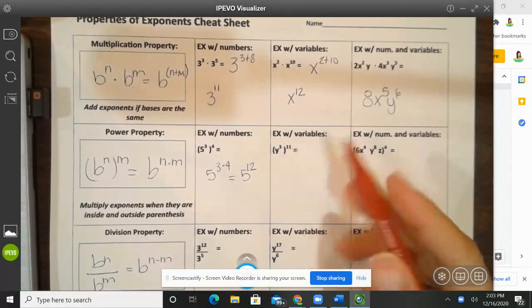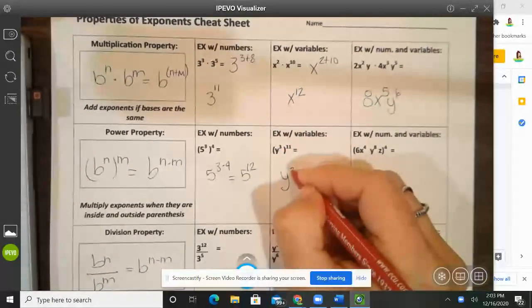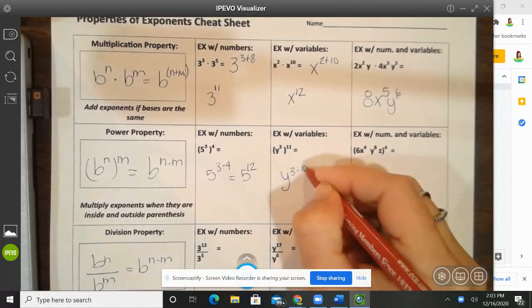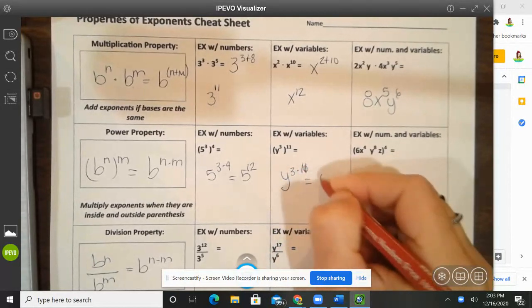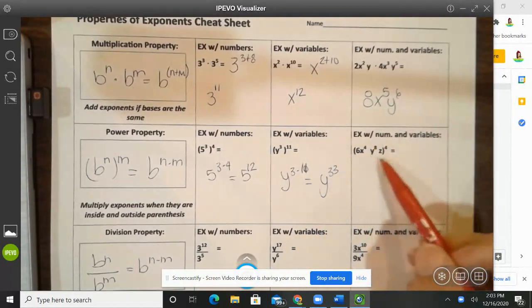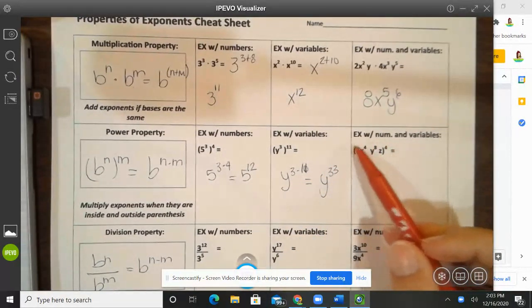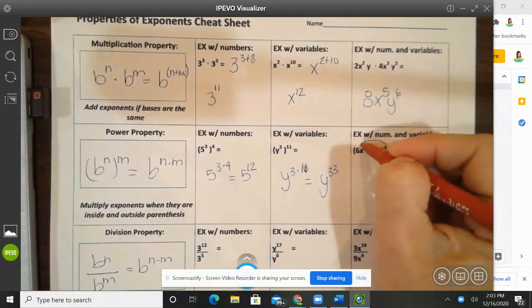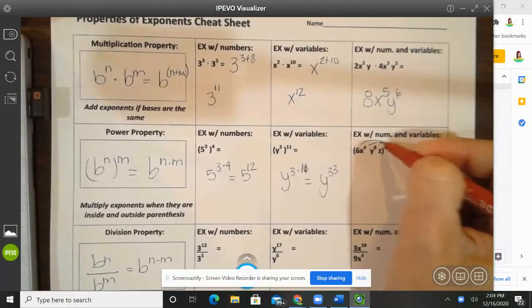So that's 3 times 11. So that's y, 3 times 11. Whoops, that's not 10. And then that's y to the 33 power. And then here we have this 4. We have to distribute this 4 to each of the terms inside the parentheses.